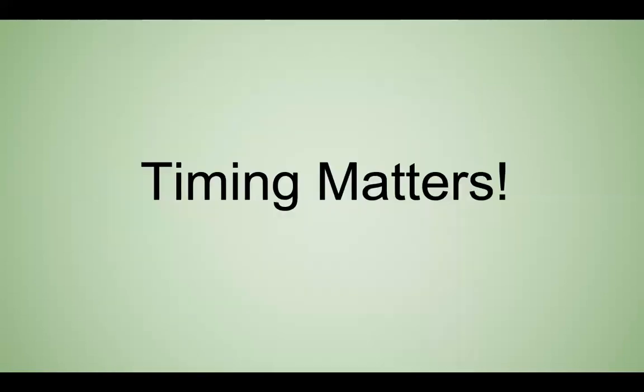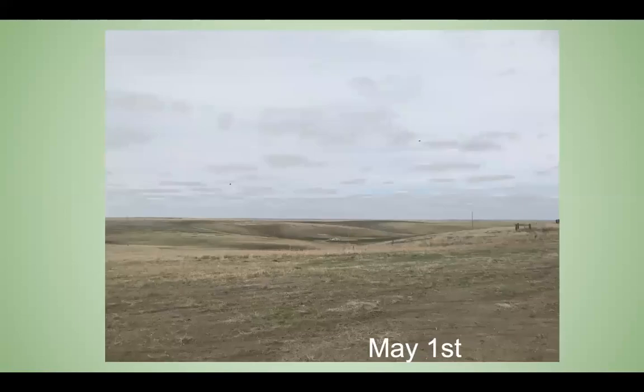Timing matters, all right? So here we see a picture of May 1st and what looks to be pretty low vegetative output across a draw here in central South Dakota on the Cheyenne River Sioux Indian Reservation. It looks like maybe the grass was clipped off late season last year, and perhaps grazed throughout the winter. There really doesn't seem to be a whole lot of vegetative activity yet as of May 1st.